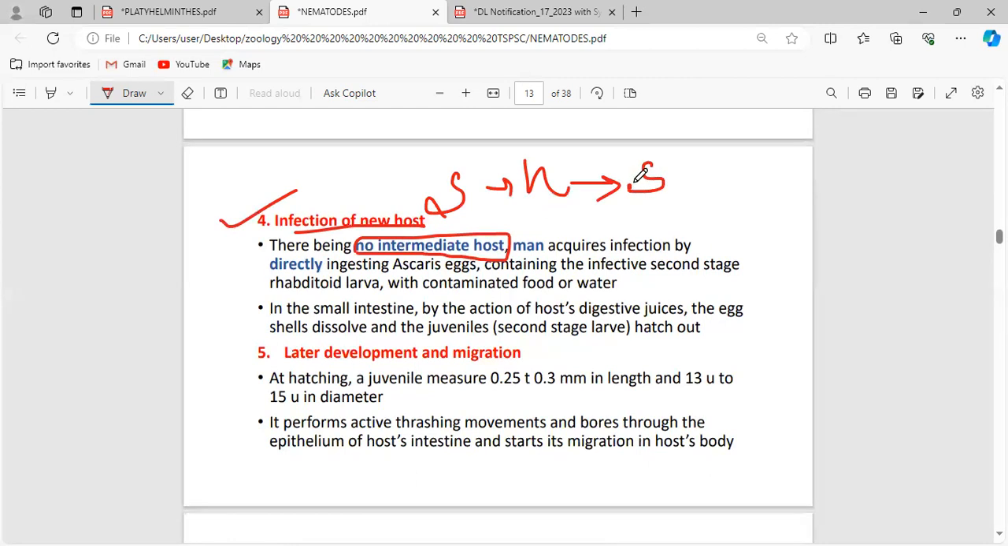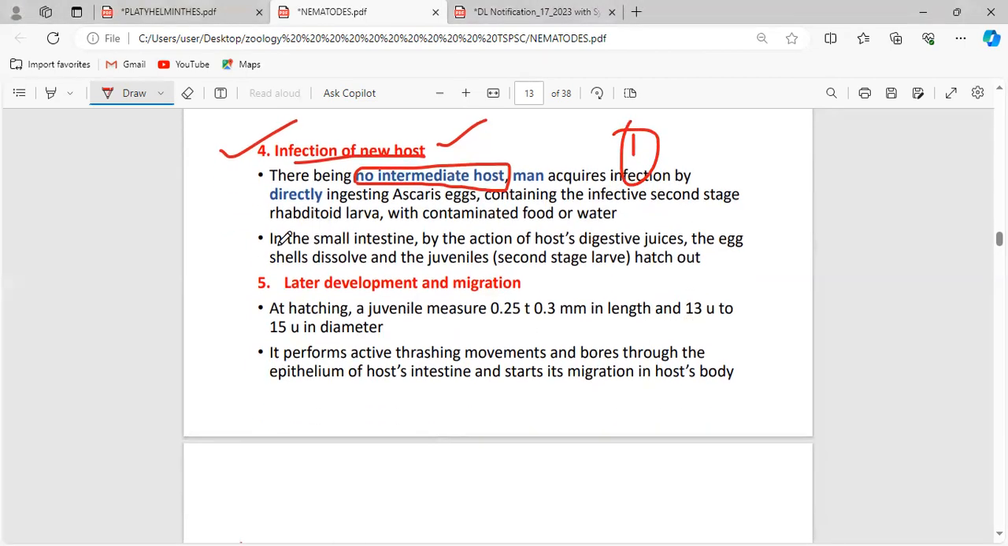Through the human fecal matter, again the eggs will be laid in the soil, and from the soil, again the human will be getting affected. Clear? Is there any intermediate host from the soil to the human? There is no intermediate host from the soil to the human. Okay, there is no intermediate host, so you have to remember: is this Ascaris monogenetic or digenetic? Obviously, it is monogenetic in nature. It requires only one host to complete its life cycle. Clear?